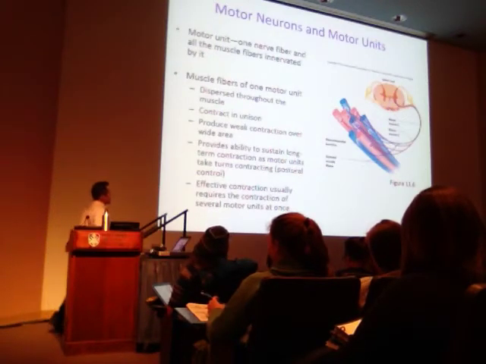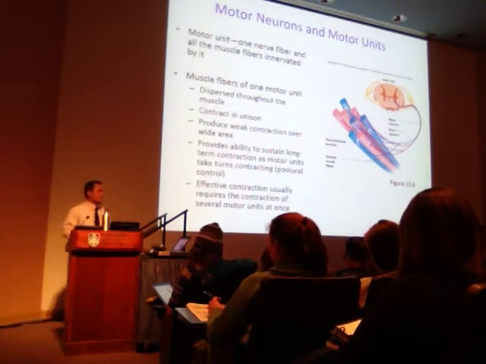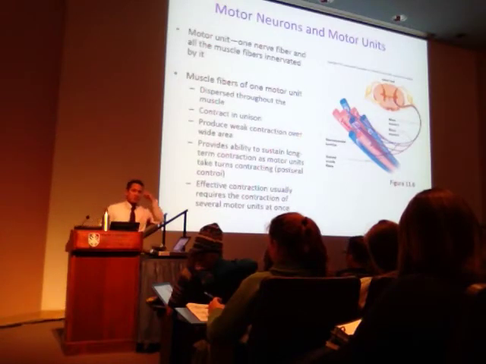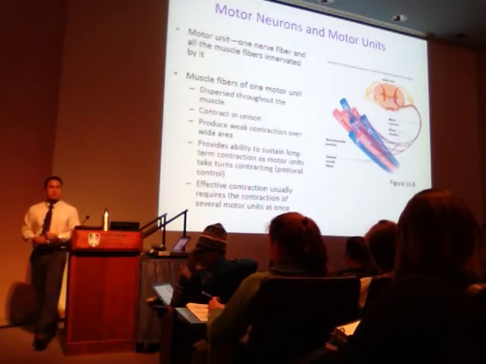An effective contraction requires the contraction of several motor units at one time. So most of our activities are going to need to recruit multiple motor units. But it's organized in this way where we can recruit systematically.